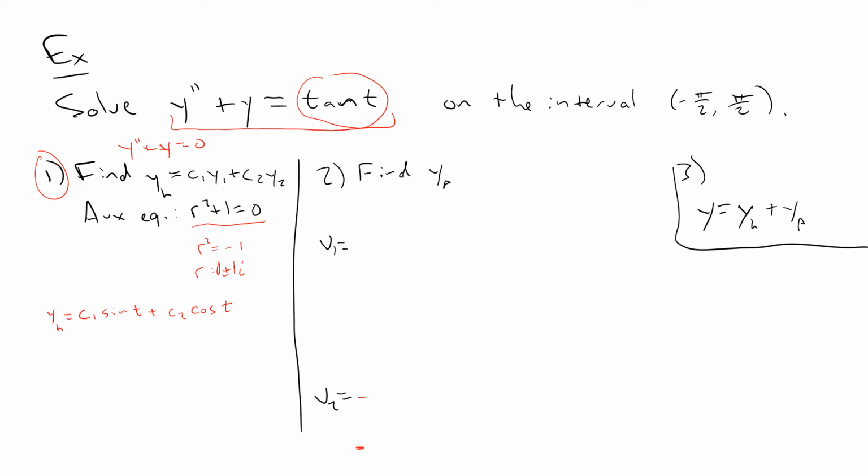So our homogeneous equation has the solution c1 sine t plus c2 cosine t. So in this case, these two functions right here, sine and cosine, are the y1 and y2 that we're going to need in the next step. If you look back at the formulas, we'll also need y1 prime and y2 prime. So let's go ahead and do that real quick. y1 prime is cosine, y2 prime is negative sine.